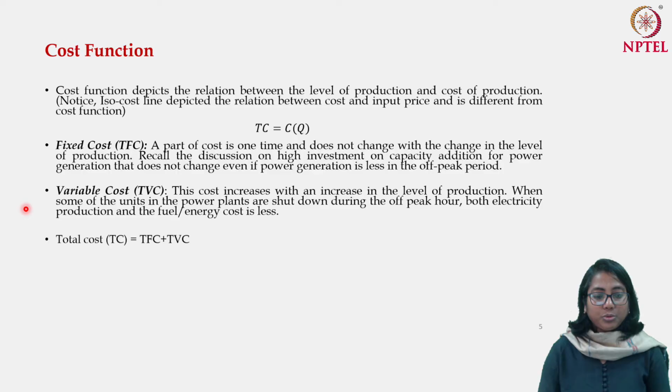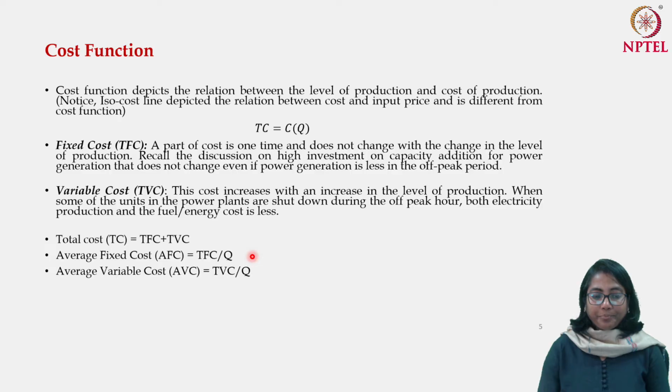Now we are going to take you through a couple of relationships regarding the costs. These are very simple, but they give some fundamental ideas about cost functions. Total cost is represented here as a function of Q. Total cost can be divided into two parts, total fixed cost and total variable cost. The average fixed cost can be represented as total fixed cost divided by Q. The average variable cost is total variable cost divided by the level of output, that is Q.